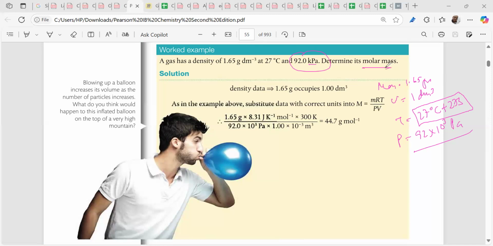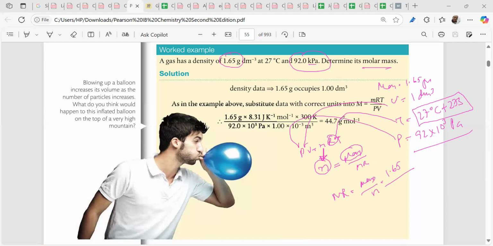They're asking what is the molar mass of the gas. So what do we do? PV equals nRT. We put pressure, we put volume, we put temperature, and we have got R. We find the number of moles. Number of moles equals mass by Mr. Mass is given, 1.65 grams. We rearrange: Mr equals mass by number of moles. We get the number of moles from this equation, put it in, and we get the Mr of that gas. Any questions? Please tell me.